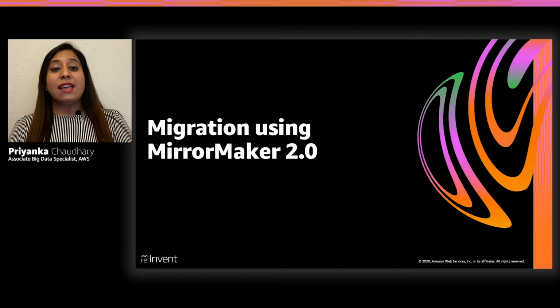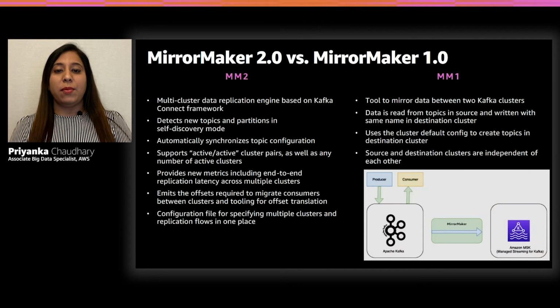Thanks, Jeremiah. As Jeremiah already introduced MirrorMaker 2.0, now we'll discuss migration using MirrorMaker 2.0. For that, the first topic we're going to discuss is the key differences between MirrorMaker 1.0 and MirrorMaker 2.0. So basically, we're going to understand the use cases of MirrorMaker 1 and MirrorMaker 2.